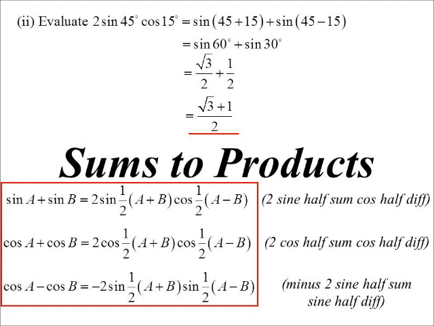You can see? Look, sine is 2 sine half sum cos half diff, cos is 2 cos half sum cos half diff, but cos minus cos, that's a bit different. So it's minus 2 sine half sum sine half diff. So now if I want to convert a sum into a product, so I'm getting the 2, combining it into 1, cos 3a minus cos 5a, cos minus cos, that's a bit different. So that'll be minus 2 sine half the sum, 5 plus 3, sine half the difference, 3 minus 5, which is minus 2.